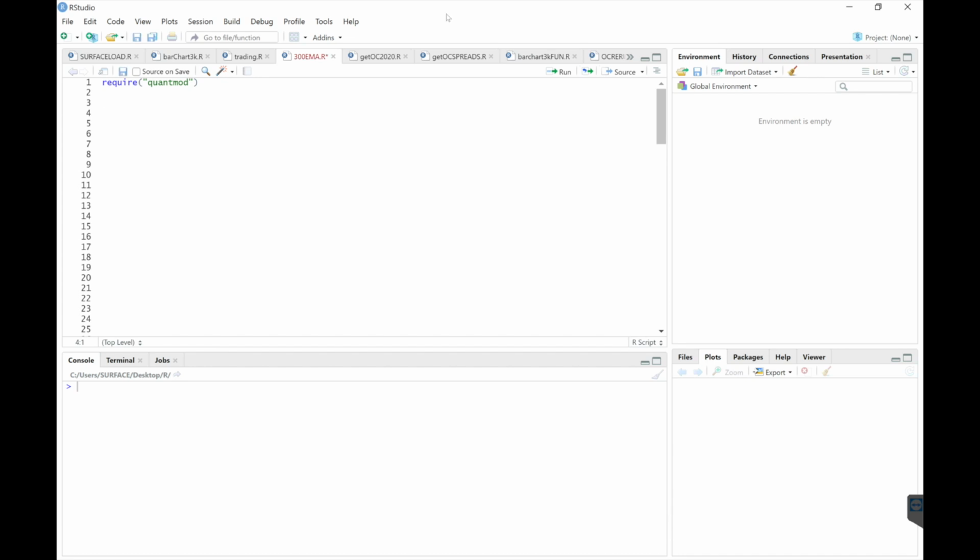Hey guys, so today we'll be looking at how to identify bubbles by using a 300-day exponential moving average. The package we will require is quantmod, and to illustrate, we'll use the S&P 500 ETF. So we'll plot a chart, use getSymbols.